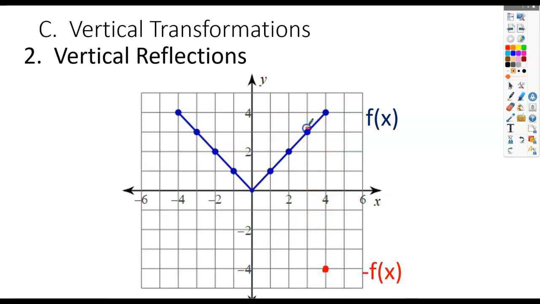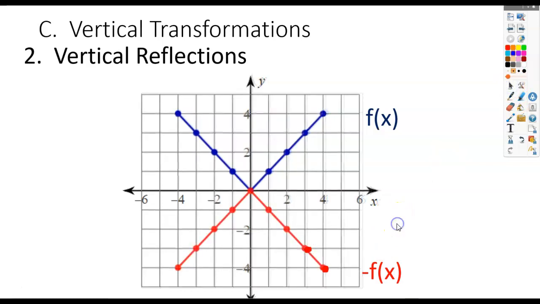How about this one? That y value is 3. What if I were to put a negative in front of that? That's going to shift it down here, directly below it, to the y value of -3. So on and so forth. If we keep doing that, we're going to end up with a graph that looks like this. And essentially what that ends up doing is flipping your graph upside down.